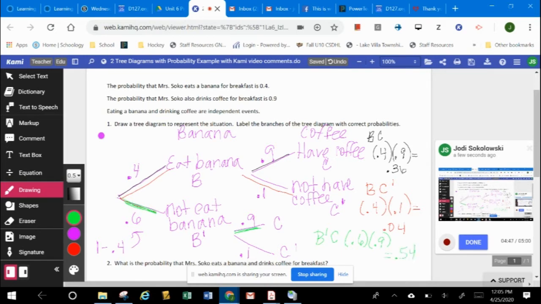And the last one is going to be don't eat a banana and don't have coffee. So no banana, no coffee.